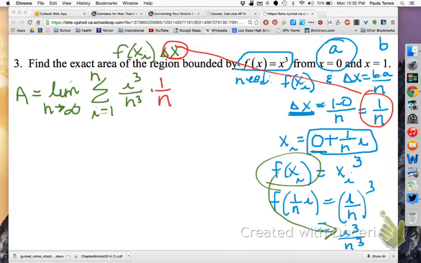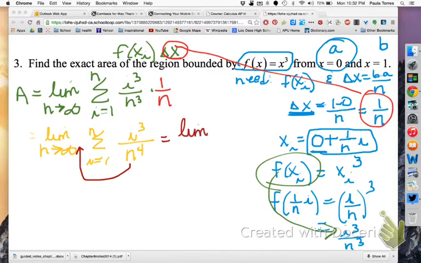So if I simplify this, I still have the limit, haven't done anything with that yet. Still have the summation, haven't done anything with that yet. But I'm going to simplify this to i cubed over n to the 4th. And now remember, I only need to keep the i stuff after the summation. So the n to the 4th, that's going to move out here to the front as a coefficient. Still have the limit. But now I'll have 1 over n to the 4th, and then the summation of i cubed.